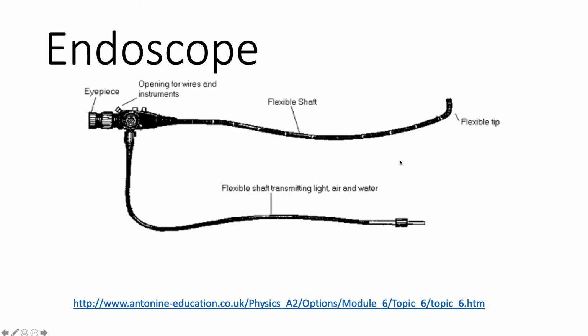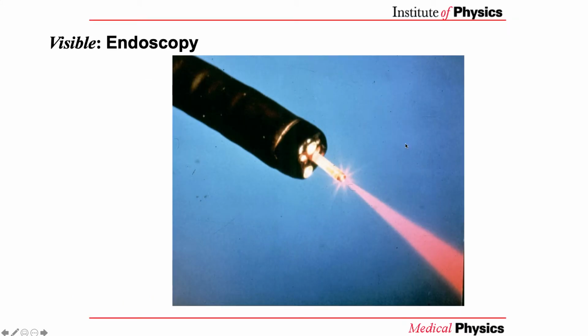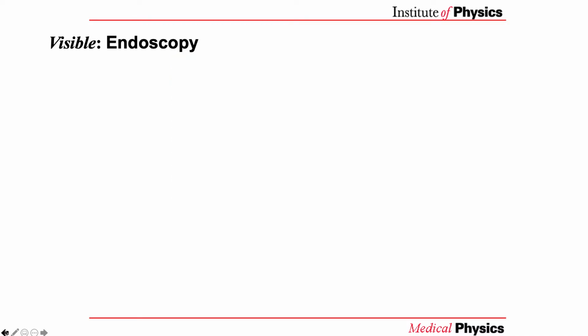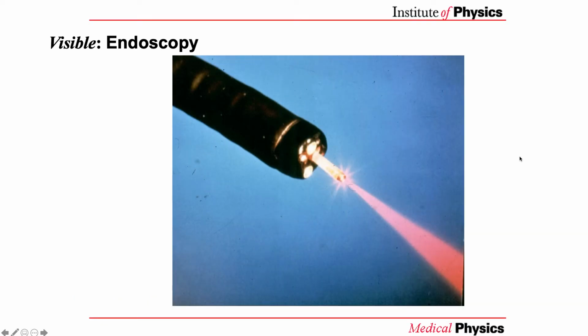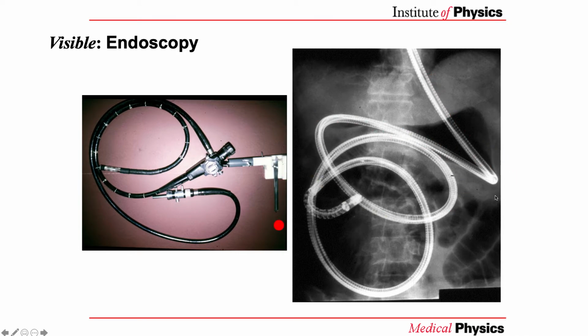Also using light, endoscopes. You may have seen these, possibly in hospital programs, you may even have had an investigation using one. But this is what allows keyhole surgery. So on the end of your endoscope, you have light, you have tools, you have a water supply, you have air. So you can get light and tools into a very small area by making a small incision, or even just going down the throat.